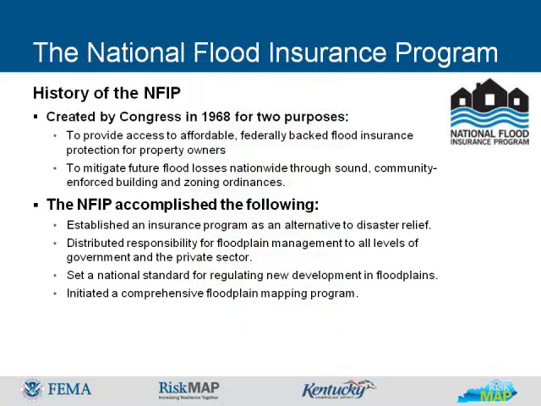The National Flood Insurance Program provides a framework and minimum requirements for local floodplain management programs. Administered by the Federal Emergency Management Agency, Congress created the NFIP in 1968 to change the national response to flood disasters. The NFIP has accomplished the following: established an insurance program as an alternative to disaster relief, distributed responsibility for floodplain management to all levels of government and the private sector, set a national standard for regulating new development in floodplains, and began a comprehensive floodplain mapping program. Each state has an NFIP coordinator to assist the implementation of NFIP encouraged practices.